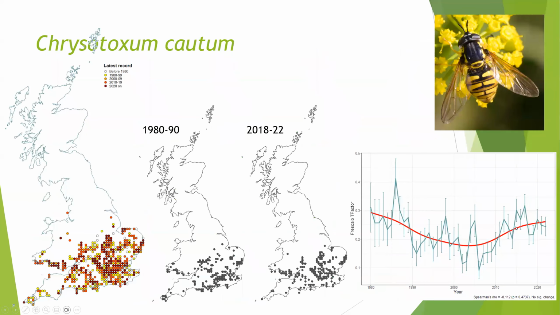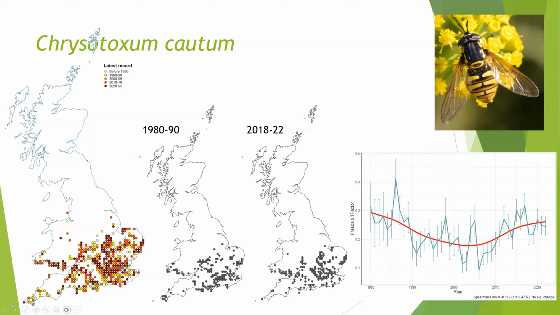So I thought it'd be useful just to have a look at a species where there doesn't seem to have been much distribution change. This is the overall 10 kilometre square dot map for Chrysotoxum cautum. And this is the 1980 to 90 compared with the 2018 to 22, so the last 5 years of data at the current moment. And you can see distribution hasn't changed much. We get the odd outlier. We have actually checked this one as far as we can, and it seems to be okay.